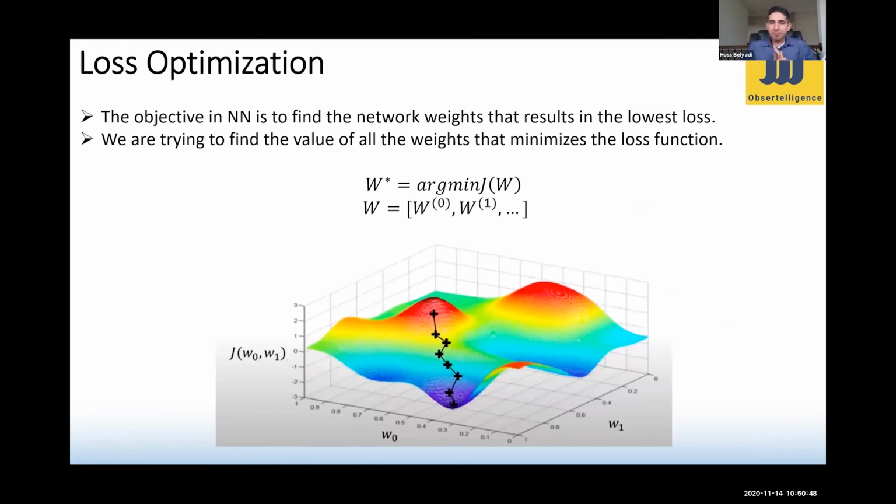Now we talked about loss optimization, right? In a neural network, the objective is to minimize your loss function. We talked about how the loss function is simply the average difference between your actual values and your predicted values, and you're trying to minimize that. So how does that work? Let's look at this picture here. On this axis you have your loss function with respect to a couple of weights, weight 0 and weight 1.